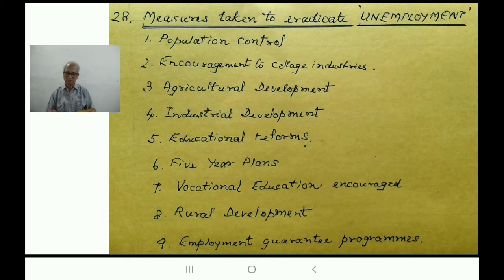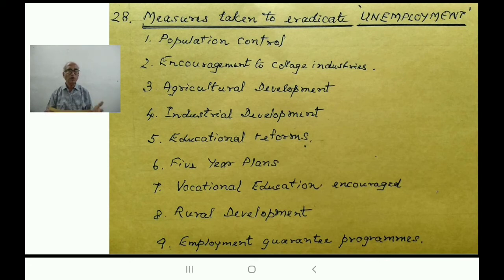Educated people do plan their families. They have 2 children or just 1 child, and some families may not think of having children at all. But with illiterate people, it will take some time. That's why we insist that everyone should get educated. Population control. Second one, encouragement to cottage industries. It should be spelled C-O-T-T-A-G-E. Encouragement to cottage industries in India.